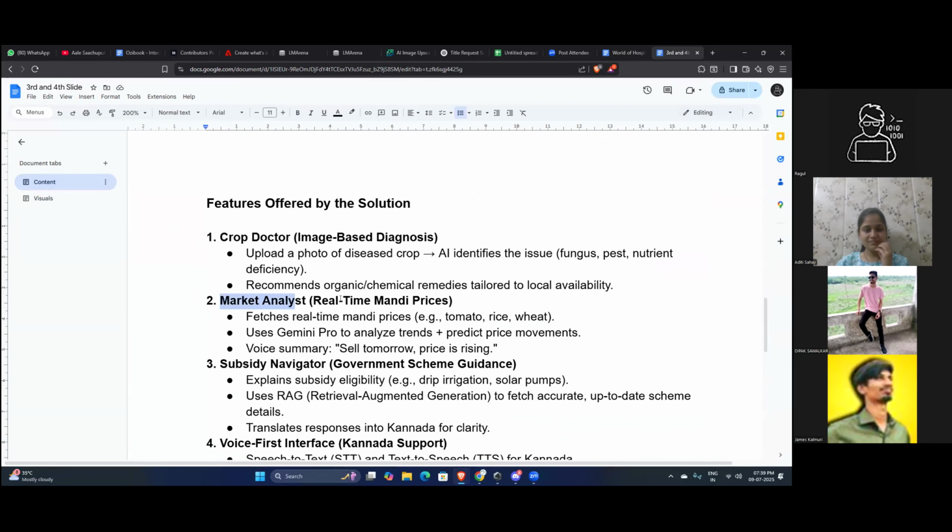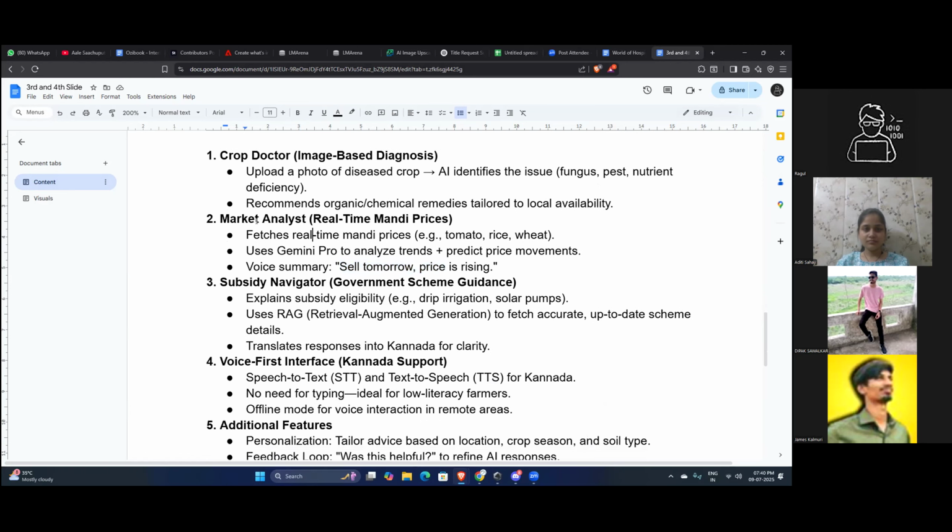And the second point is Market Analyst, the real-time mandi prices. It will fetch real-time mandi prices, for example tomato, rice, wheat, etc. It uses Gemini Pro to analyze the trends and predict price movements, so you know when to sell to get a profit. The third part is the voice summary, which will tell you, sell tomorrow, so that the price will increase and you will get a profit. That is the Market Analyst.